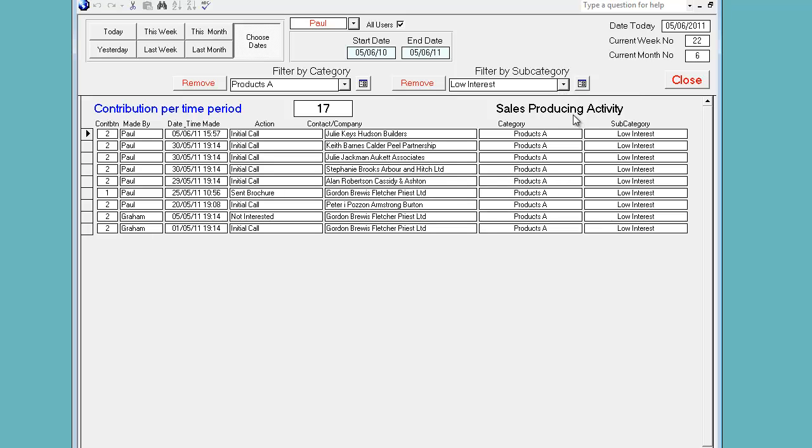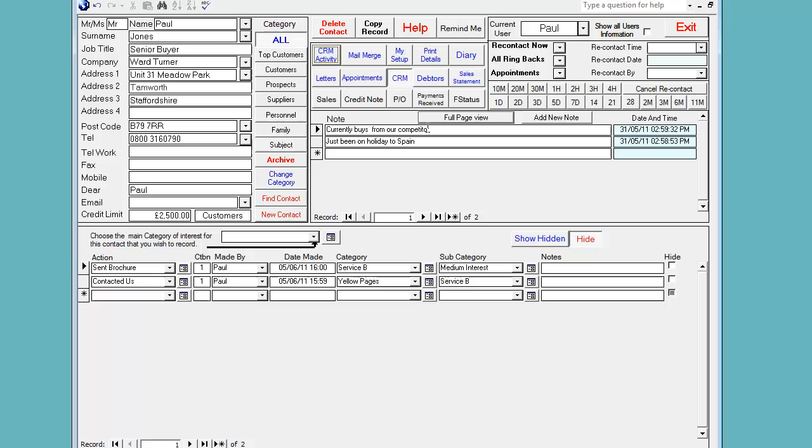So hopefully you can see that by simply choosing a range of dates, we've got who's making the calls, whether it's just me or all of them, and then I can filter those with these two filter boxes to get results that mean something about my business. And if we just close that, we're back to the main form, and that's the basics of customer relationship management.